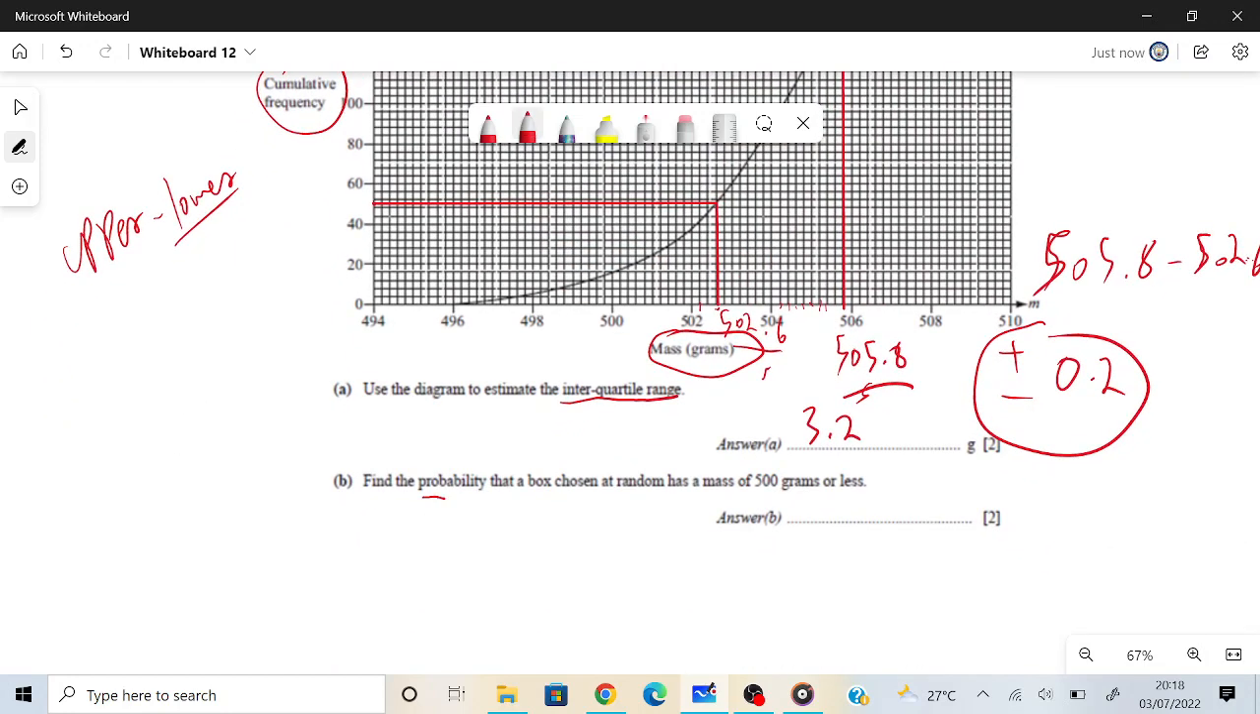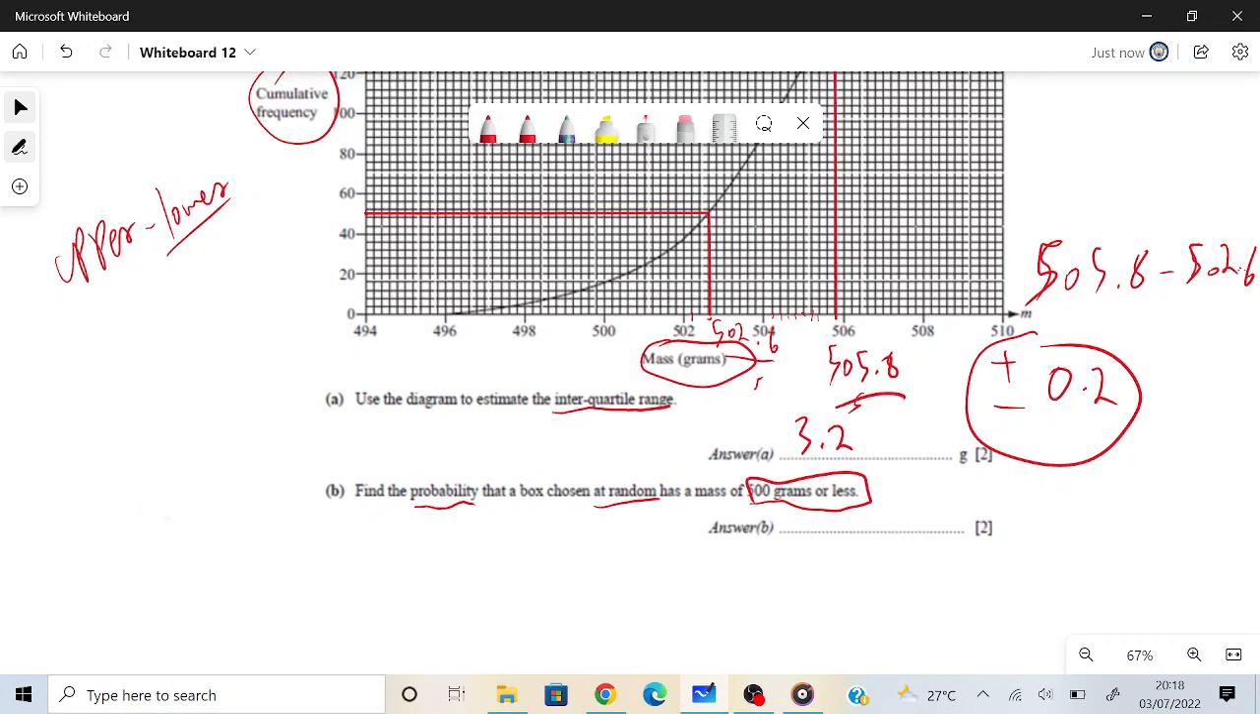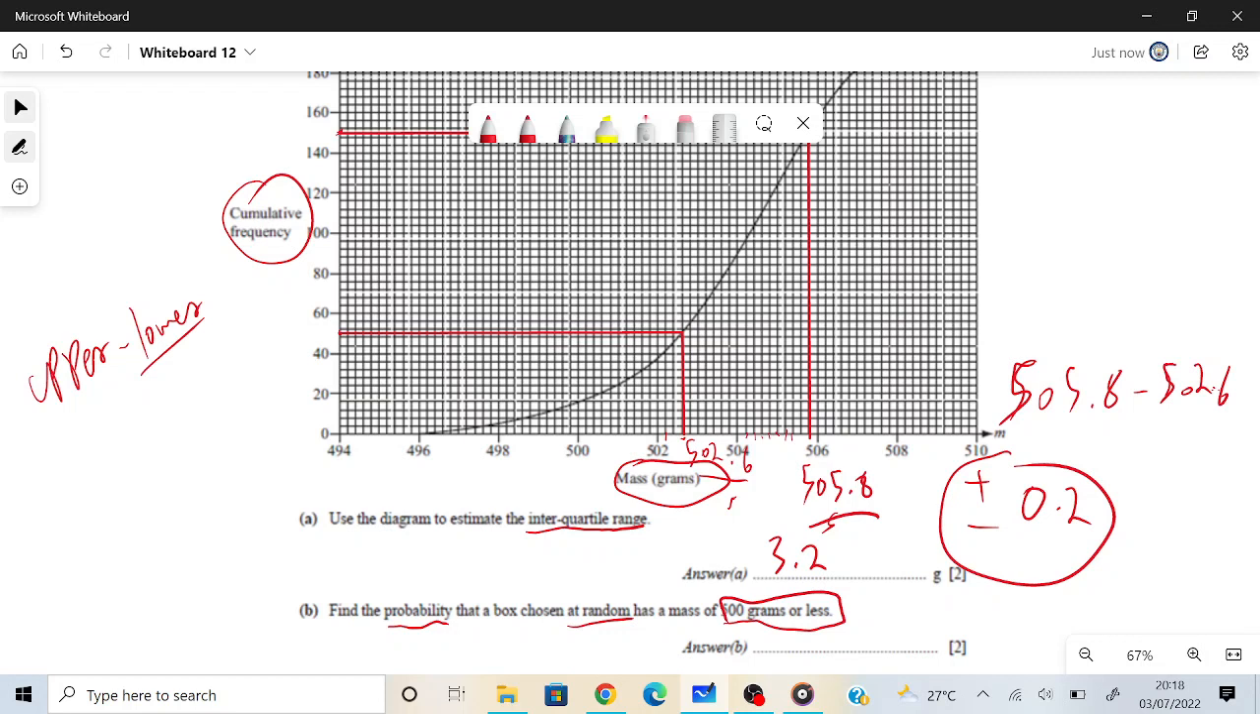Now, next question says find the probability that a box chosen at random has a mass of 500 grams or less. So first things first, go to 500 on the x-axis. So this 500, trace it up to the, okay, it's not very straight, let's do that again. So 500 is somewhere there. Just a second, guys. Okay, that looks pretty accurate. And then tracing it back to the y-axis, we get it here, which is round about 16.